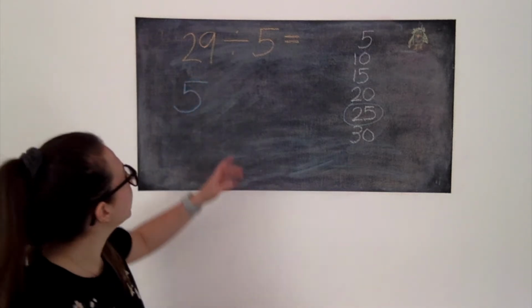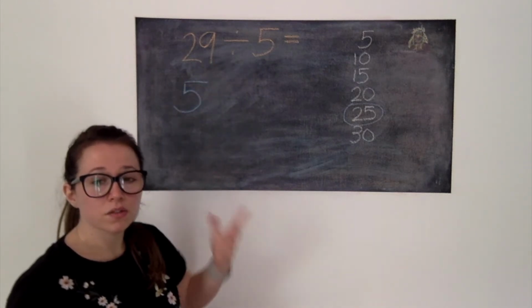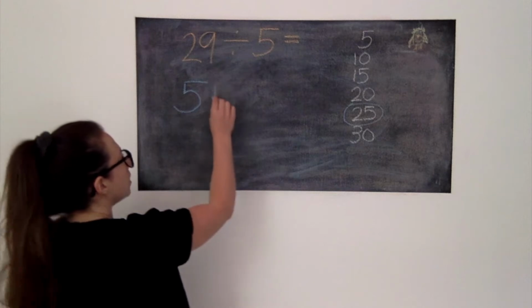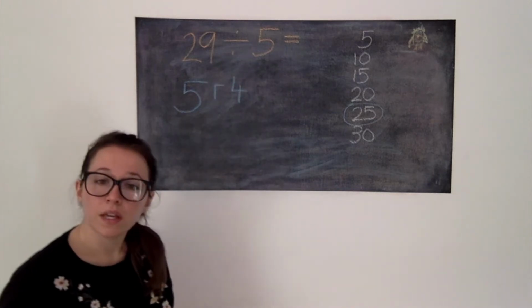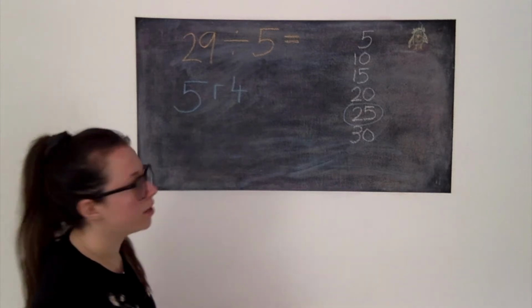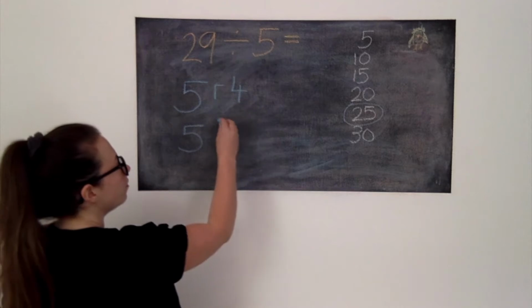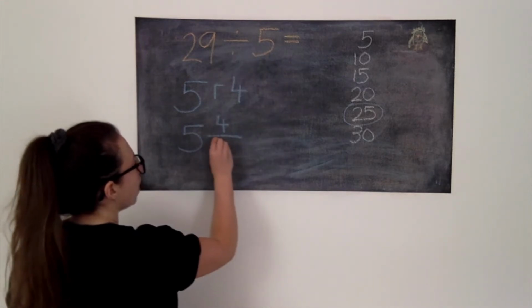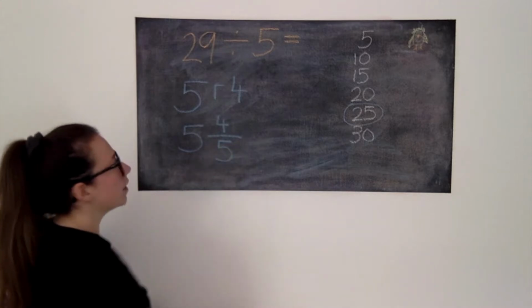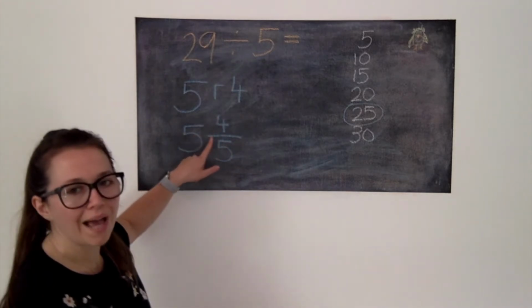So I know that 5 full groups of 5 is 25. But how many have I got left over? Because I had 29. There's 4 left over. So remember, that becomes our remainder. So I can say 5, remainder 4. Now if I'm putting that into a fraction, it becomes 5 whole groups, and then 4 out of the 5 that I was looking for is my fraction. 5 whole groups, and then 4 out of 5.